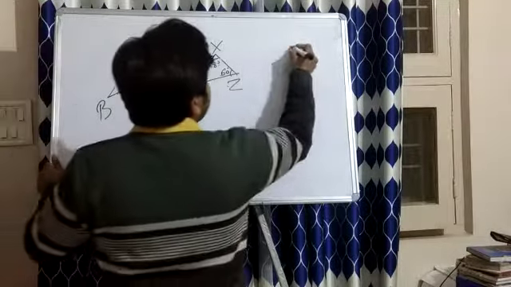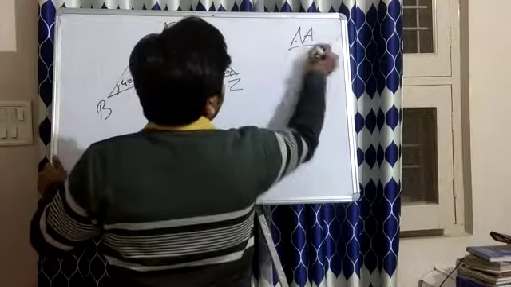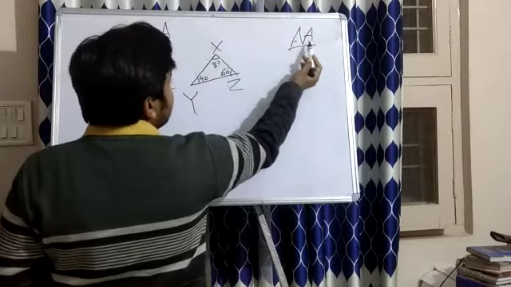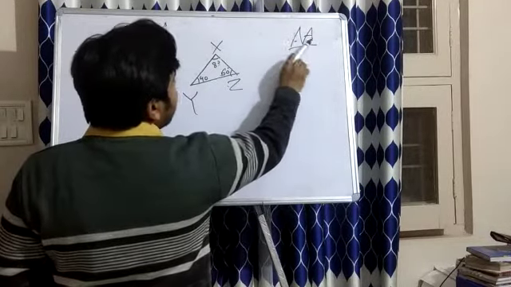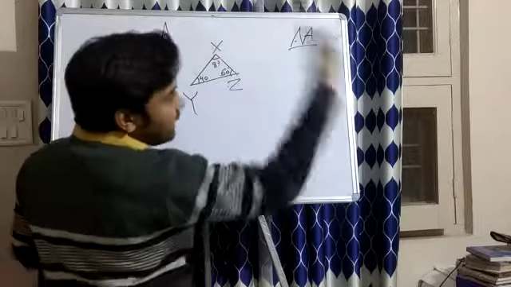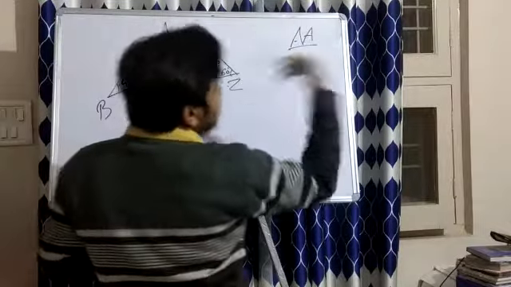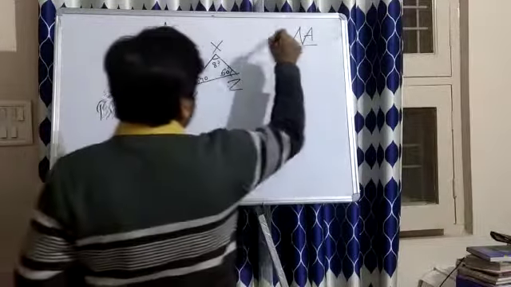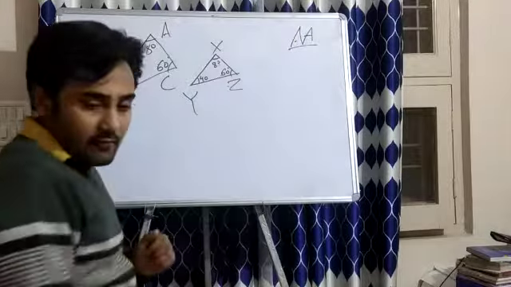So this postulate is known as AA. If two angles in a triangle are equal to two angles in another triangle, then these two triangles are similar. This is the first postulate.